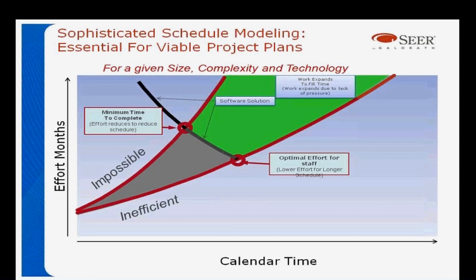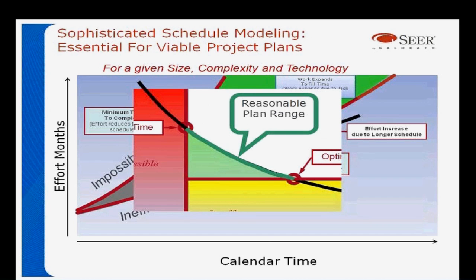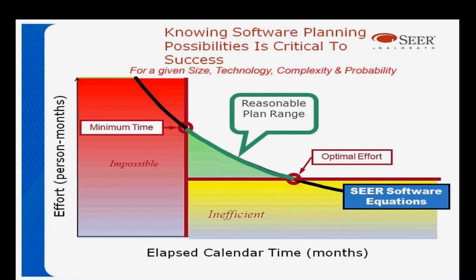There's the worst case where you expand the work, you use too much schedule. I've seen projects have too much schedule and nothing gets done because people aren't under any constraints. And there's a reasonable range for the estimate, the minimum time being probably the shortest schedule, the optimal effort being the most efficient one if you got the time. Again, programs like SEER help you figure this out. This is just looking at it another way, reasonable plans and inefficient plans and projects that are going to fail based on the characteristics.